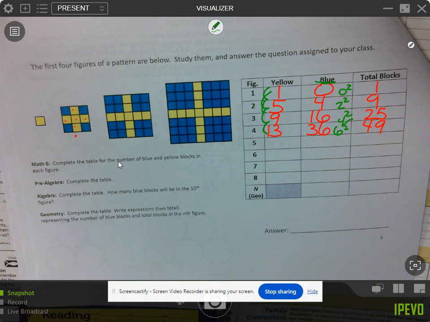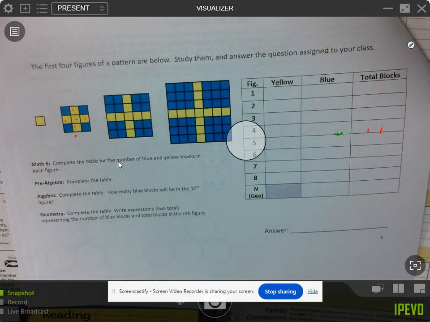Look at our total blocks. Do you see a pattern? All those perfect squares. Love it. Find your pattern. Continue the pattern on. Then double check, adding your yellow and your blue, does it equal the total? Did you do the pattern correctly? Okay. Find those perfect squares. Favorite numbers. Next page.